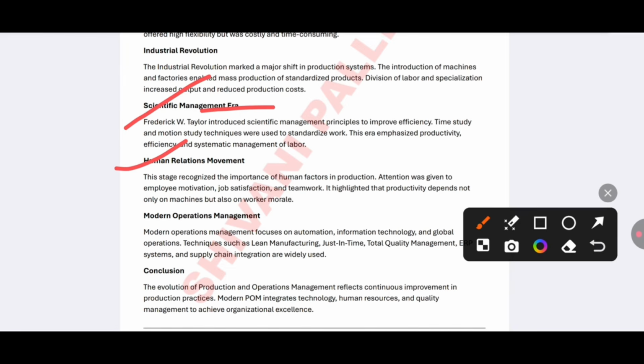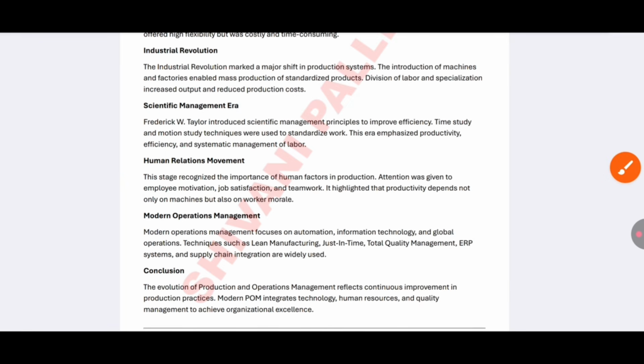Next one, the human resource movement, that is the human relations movement, or HR movement. It means human factors in production, for example, production is not dependent mainly on the machineries but also more on the work persons. Relying more on machinery alone is not that important, right?